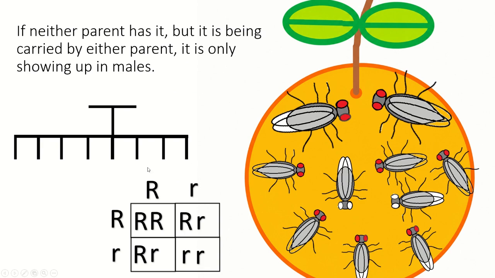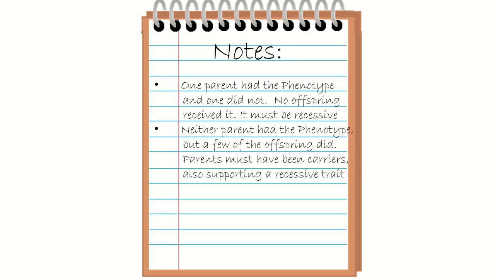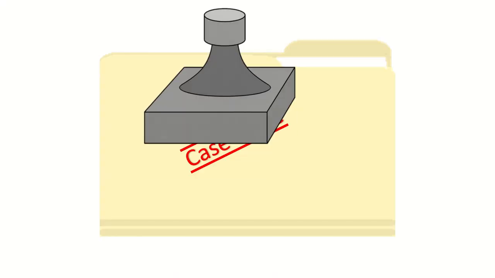And so go ahead and review this. This should be similar to things that we've seen already. Okay, put it in your notes. And do you notice that it skips a generation? Yes, it kind of looks like it's a recessive trait. So it looks pretty much like an open and shut case, right?